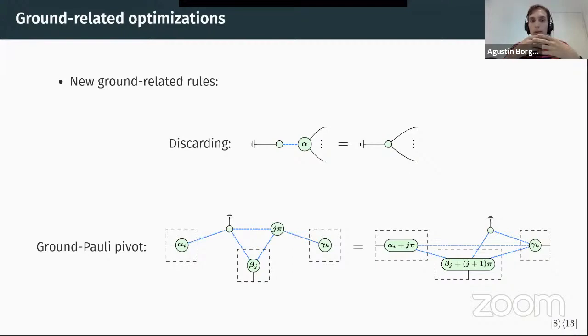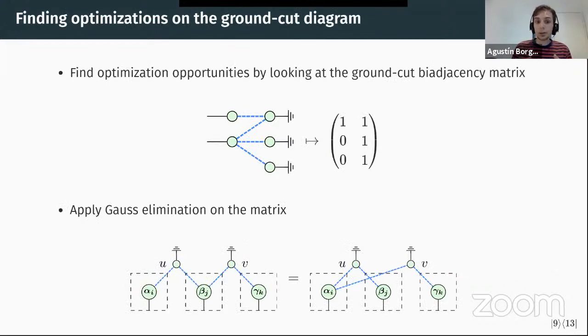But we devised a way to find extra optimization opportunities by looking at the cut graph, the ground cut of the graph. The ground cut is a partition of the graph between the grounded spiders and the non-grounded spiders. We then define the adjacency matrix of this ground cut as a binary matrix that encodes the connectivity between those two partitions. We also defined a new G-flow preserving rule that lets us apply row sum operation on that adjacency matrix by modifying the graph.